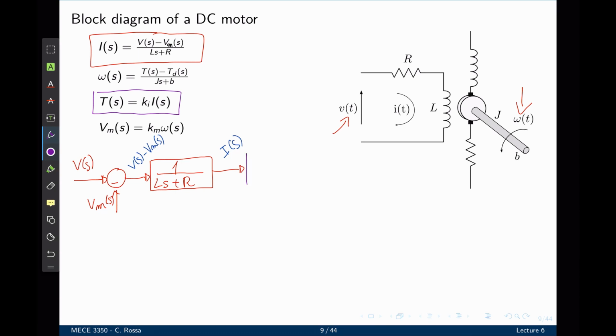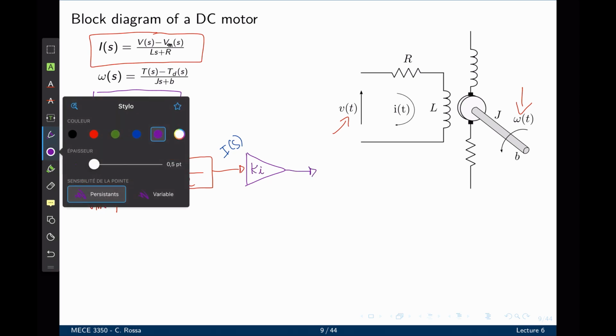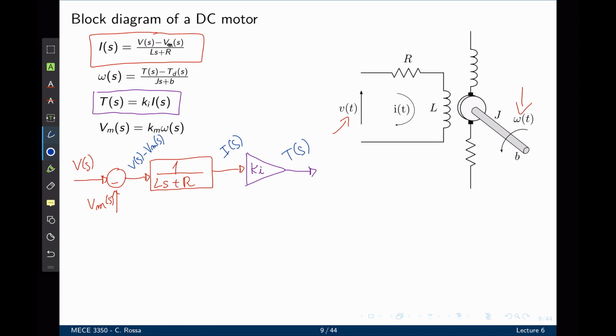If you now take I of s and multiply that by the torque constant Ki, the output is T of s, the torque that the motor develops. T of s shows in the second equation. If you now subtract Td of s from T of s, we get the top of that expression. And when you multiply T minus Td by 1 over Js plus B, the output is simply the speed.